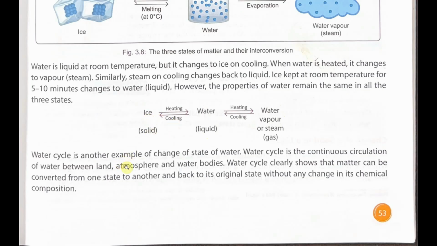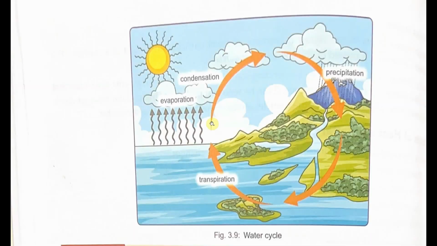Water cycle is another example of change of state of water. Water cycle is the continuous circulation of water between land, atmosphere, and water bodies. The water cycle clearly shows that matter can be converted from one state to another and back to its original state without any change in its chemical composition. Pause this video for a moment and take a look at the water cycle diagram.